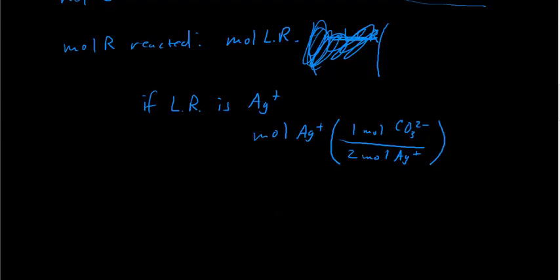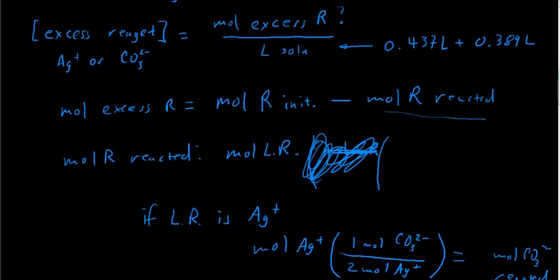plus that reacted. Now, if your limiting reagent was moles of carbonate, you would simply have the same ratio but flipped over, and that will tell you how many moles of carbonate reacted. And that's the number that we're going to need to plug into this space right here. So if our excess reagent is carbonate, we've just calculated the moles of carbonate that reacted. All right, so this is how you're going to get moles of excess.